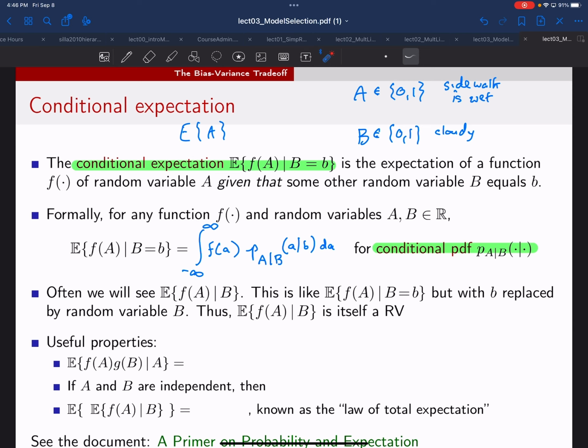So before I move on, is the idea of conditional expectation making sense? It's the average value of one thing, given that some other related statistical quantity is fixed.